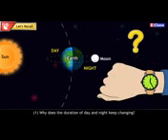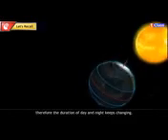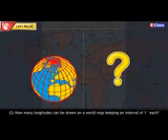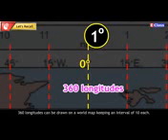Why does the duration of day and night keep changing? Answer: The Earth is tilted at an angle of 23.5 degrees. Therefore, the duration of day and night keeps changing. How many longitudes can be drawn on a world map keeping an interval of 1 degree each? Answer: 360 longitudes can be drawn on a world map keeping an interval of 1 degree each.